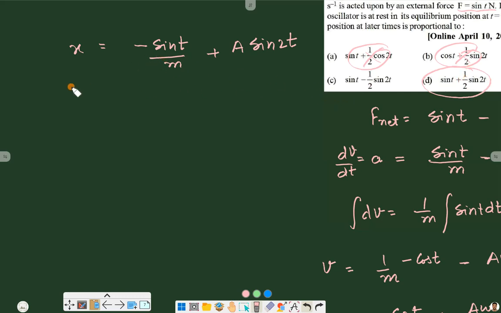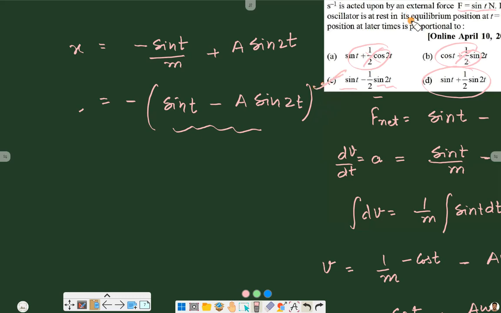And how can we form this answer? We can just take the negative sign common. So this will become sine t minus amplitude times sine 2t. We don't know the amplitude here, but we get the basic form that it is proportional to sine t minus amplitude times sine 2t. So this will be the right answer. Option C matches, because we just have to find the proportionality. So proportionally, our option C matches with our answer.